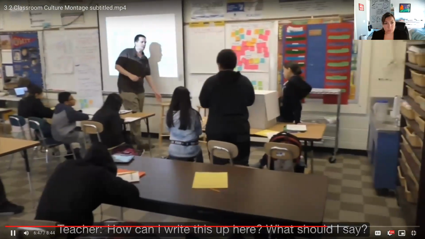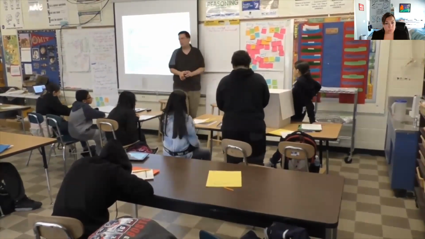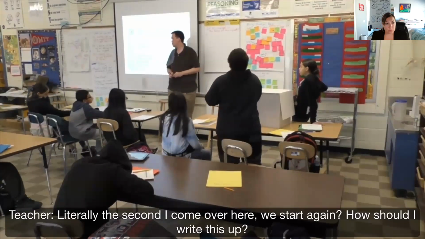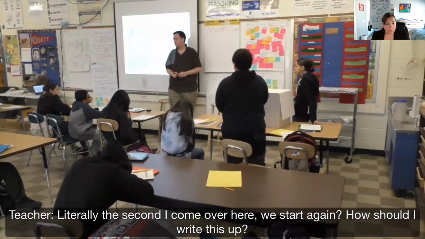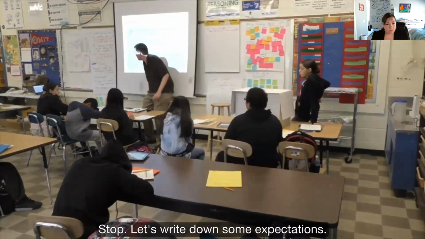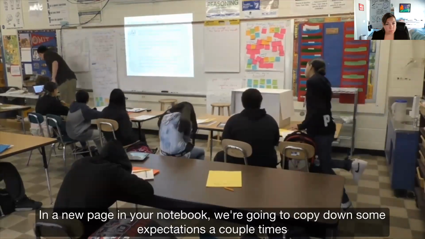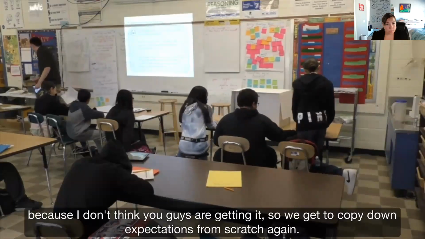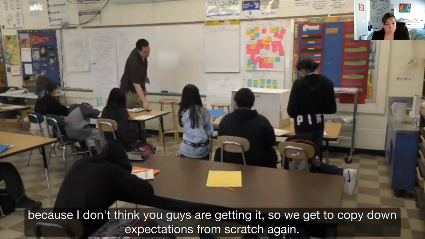How can I write this up here? What should I say? Literally, the second I come over here, we start again. We're having more restraining. How should I write this up? Stop. Let's write down some expectations. A new page in your notebook. We're going to copy down some expectations a couple times because I don't think you guys are getting it. So we get to copy down expectations from scratch again. Turn to a new page in the notebook.